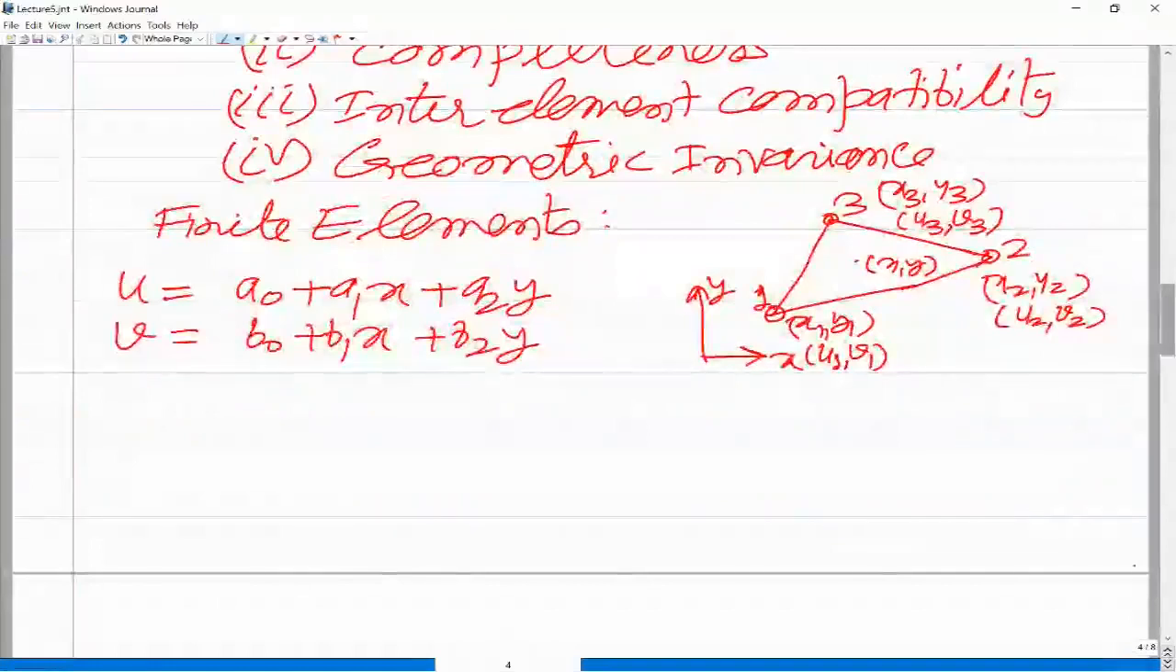Of course, for the next steps I am not going to discuss the complete steps here. Sir, you said geometric invariance means if we interchange x and y in the expression of u and v, the form remains the same.